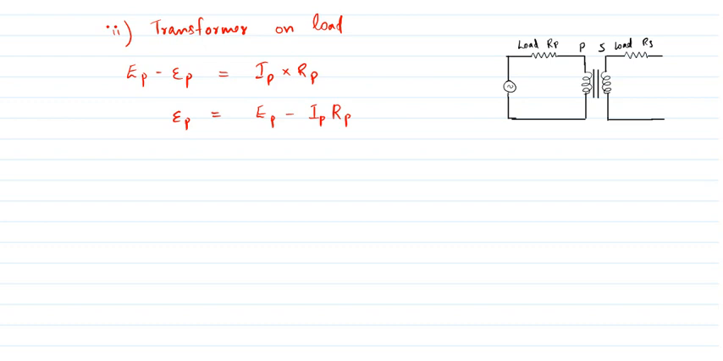Similarly, we will find out the equation for the secondary. For the secondary coil, ES equal to epsilon S minus IS into RS. The circuit is open circuit, so we will write it like this: ES equal to epsilon S minus IS into RS. So epsilon S will be ES plus IS RS.